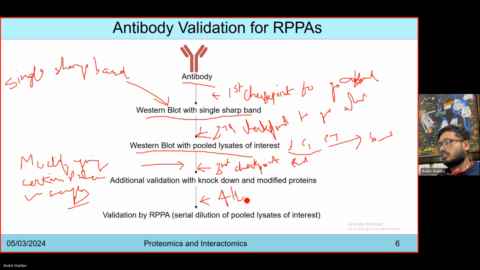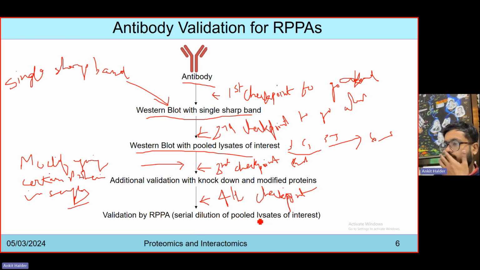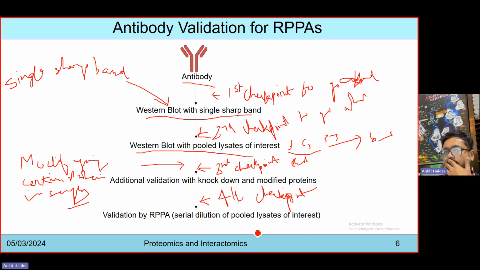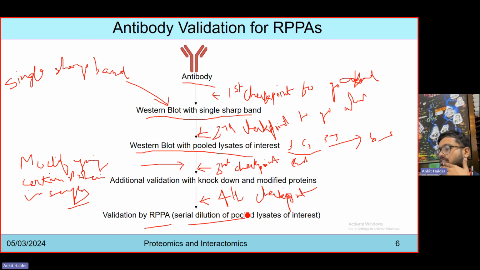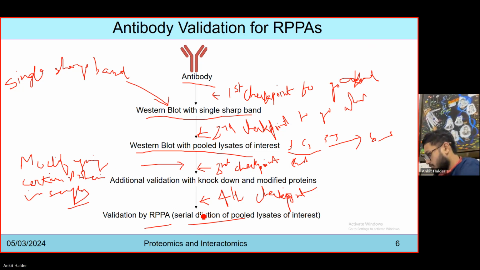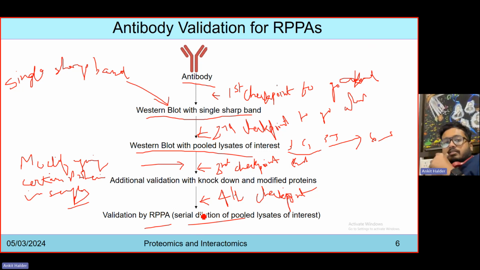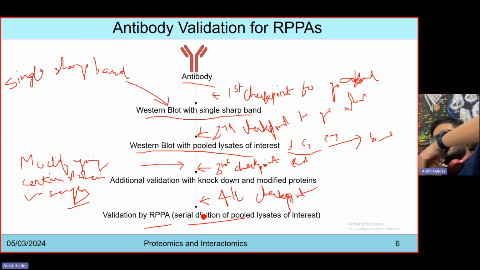further in real experiments. So all these checkpoints need to be covered. Then there is validation by RPPA, which requires serial dilution of the pooled lysates of interest. In the RPPA slide, you have the serial dilution. Why this serial dilution?